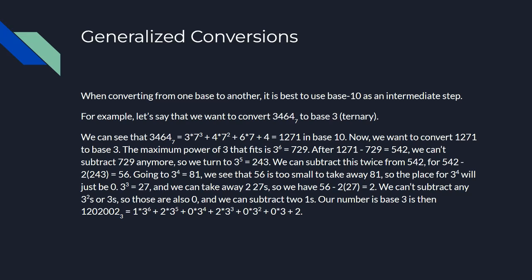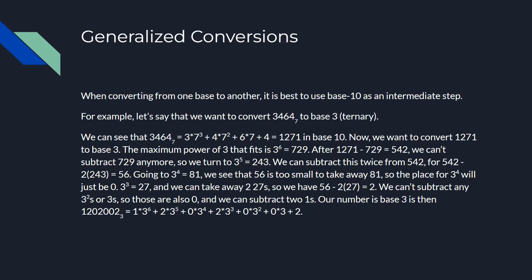So the maximum power of 3 that fits in this number is 729. And after we subtract that, we can't subtract 729 anymore, so we turn to 3 to the 5th, and we can subtract this twice from 542. So after we subtract 2 of those, we're going to get 56. And going to 3 to the 4th equals 81, we can see that 56 is too small to take away any 81s. So the place for 3 to the 4th is just going to be 0, because we have 0 of those in our number.